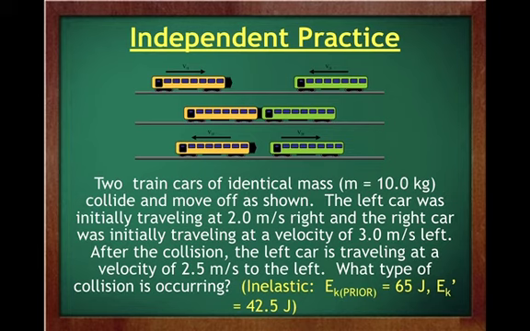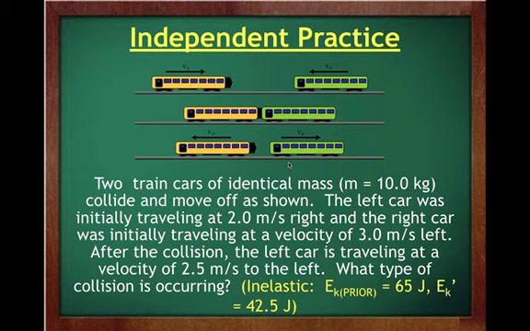In this independent practice, what you've got is 2 train cars of identical mass, 10 kilograms. They're not real trains, obviously, more like toy trains. They are colliding and they move off as shown. They're both moving towards each other, they hit, and then they don't stick together. They pull back apart and travel in opposite directions. The left car was initially traveling at 2 meters per second right, and the right car was initially traveling at a velocity of 3 meters per second left.